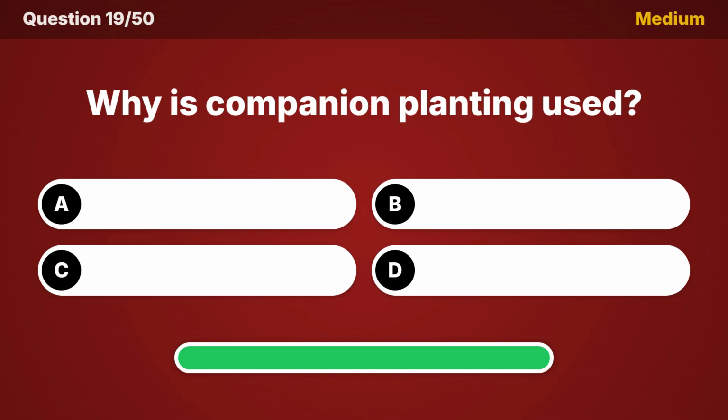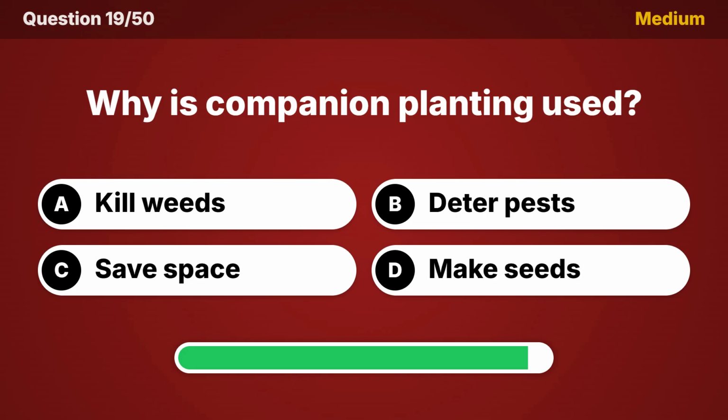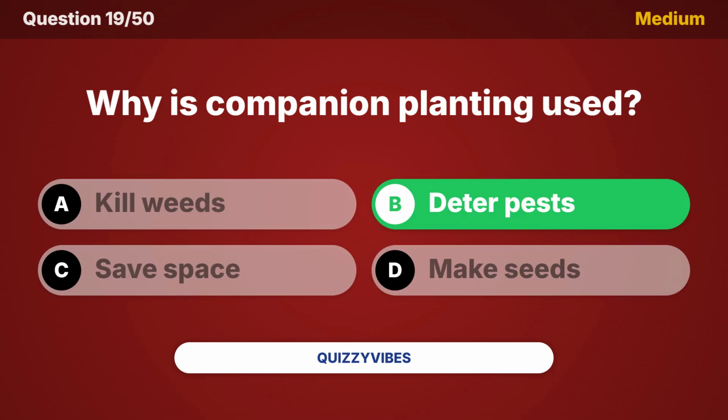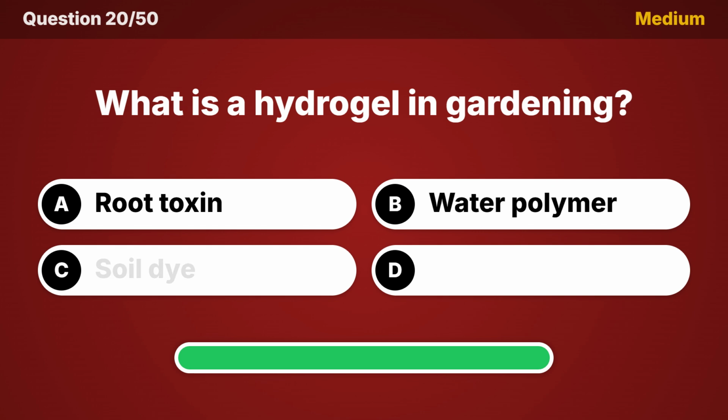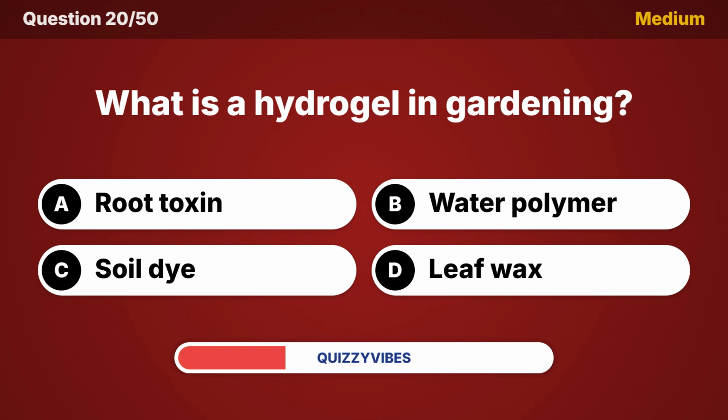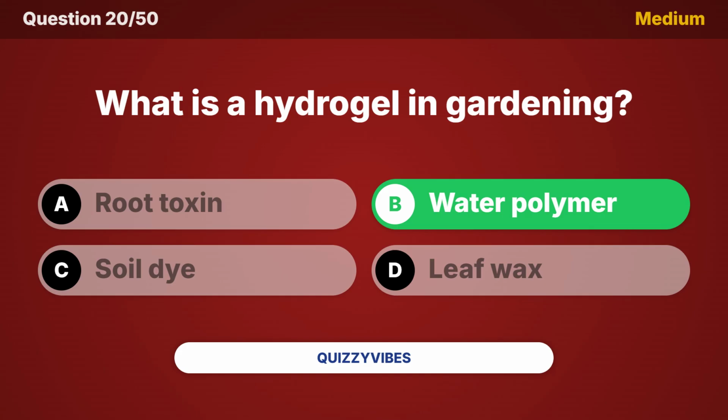Why is companion planting used? The answer is deter pests. What is a hydrogel in gardening? Did you guess it? The answer is water polymer.